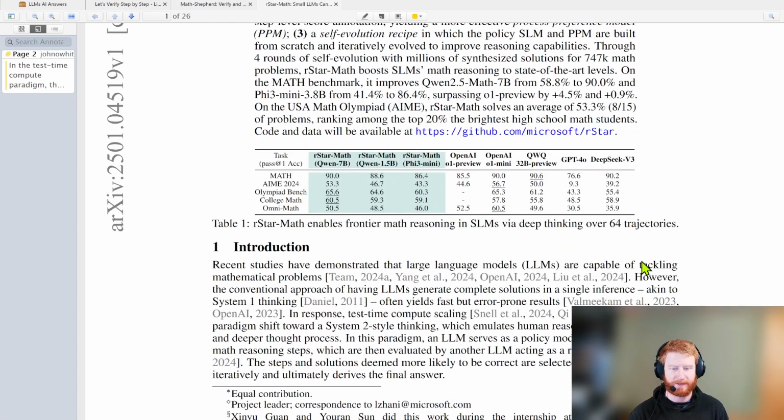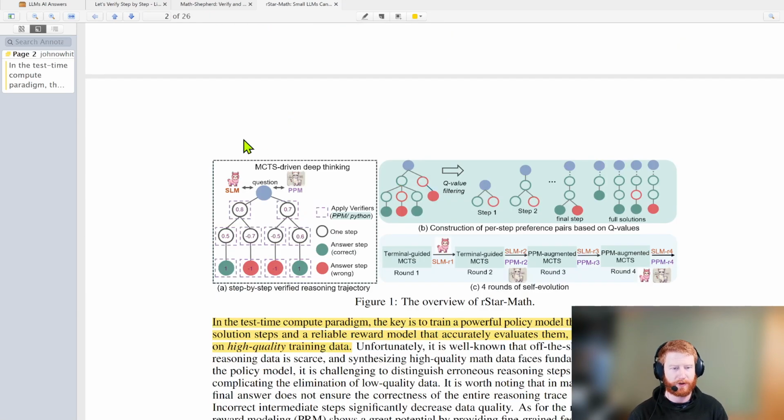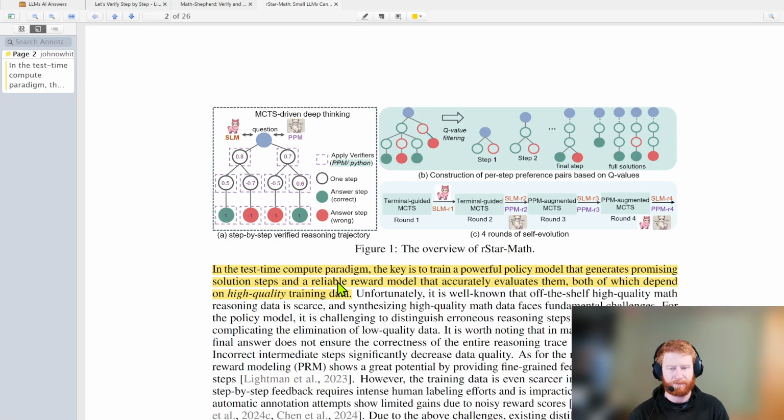Okay, so that's that. We are, like I said, not going to go directly through, and importantly, I think we'll come back to this overview figure, but we'll do that after we've looked at some of the pieces a little bit first. And yeah, I highlighted the sentence: in the test time compute paradigm, the key is to train a powerful policy model that generates promising solution steps and a reliable reward model that accurately evaluates them, both of which depend on high quality training data. This sentence is kind of the crux of this whole field.